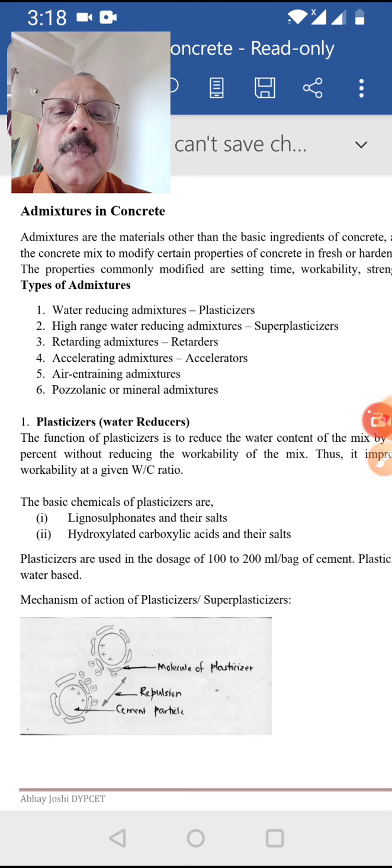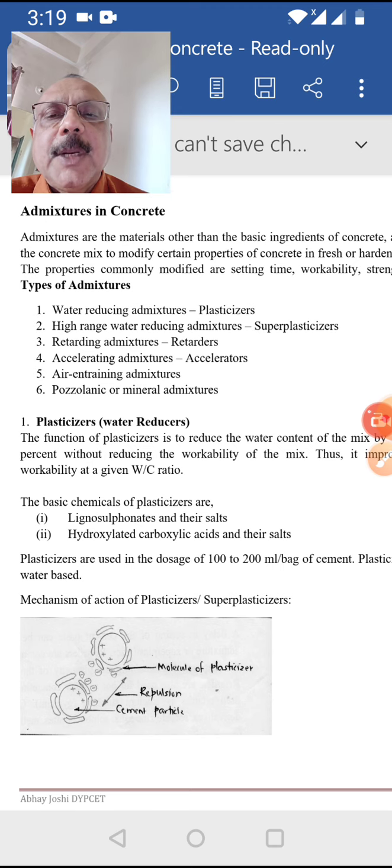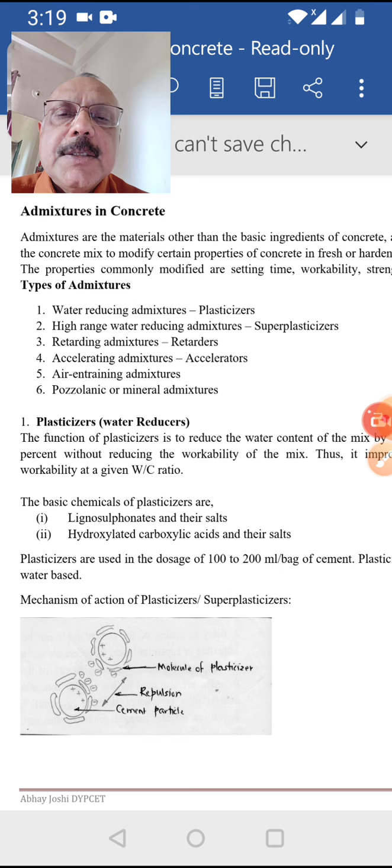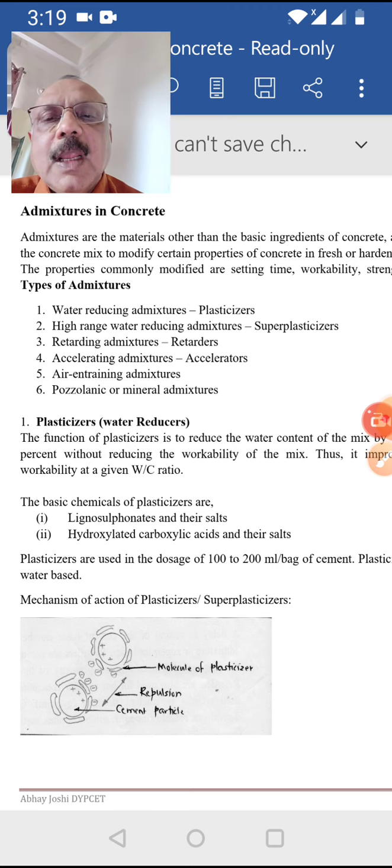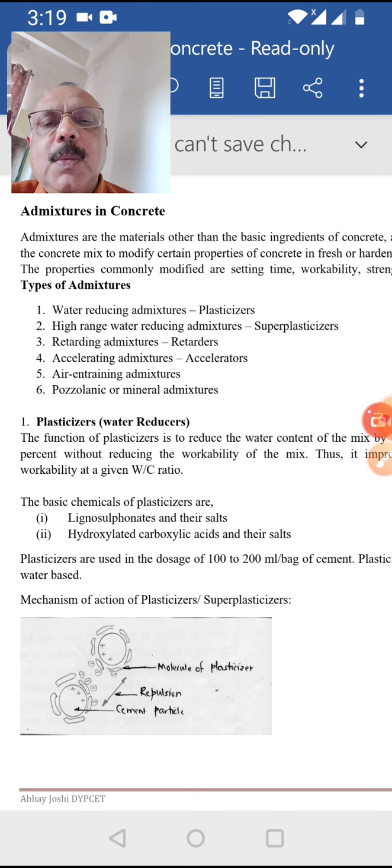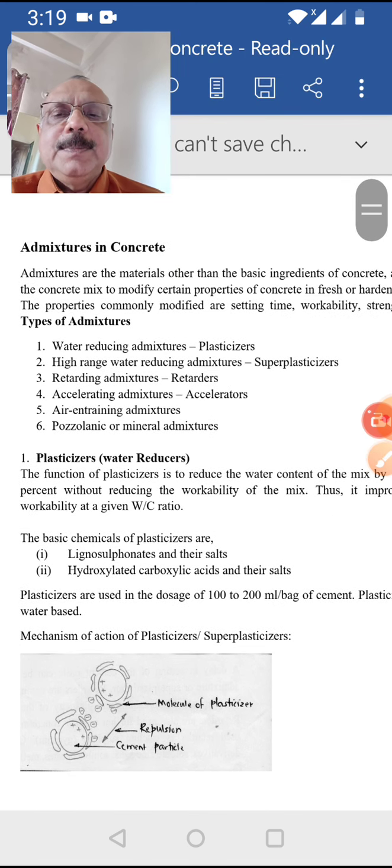But in all, there are about 5 chemical admixtures like water reducing admixtures or plasticizers, high range water reducing agents or super plasticizers, retarding admixtures or retarders, accelerating admixtures or accelerators, and air entraining admixtures. Among mineral admixtures, the commonly used ones are metakaolin, rice husk, silica fume, and most commonly used are fly ash and GGBFS. Now let us go into detail one by one.